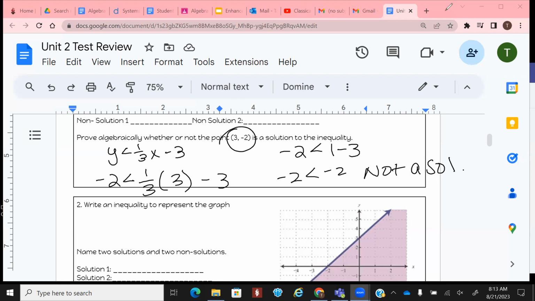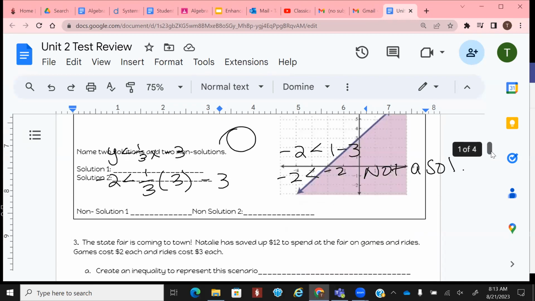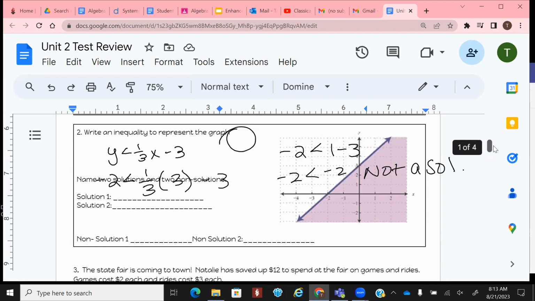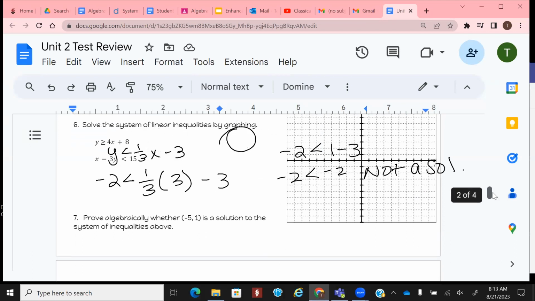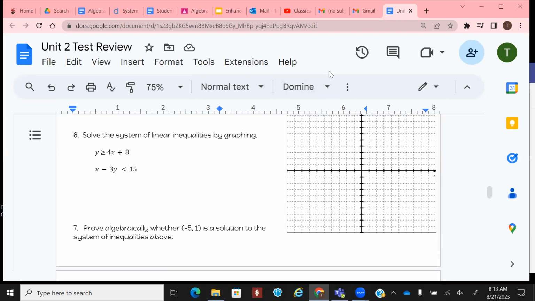Okay, so if you're able to do that, then you should be all right for your mastery check. So graphing and then saying two solutions and two non-solutions. The graphing is probably the hardest part. Okay, let's try one more. I said I was going to do number 6. Yeah, let's do number 6.